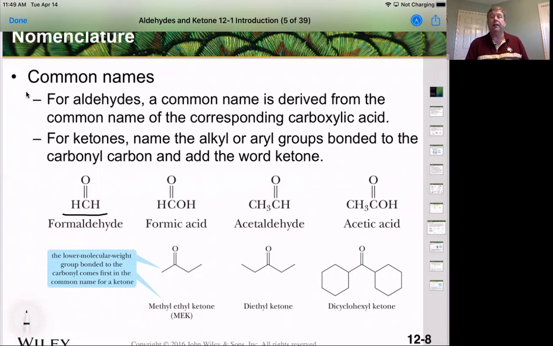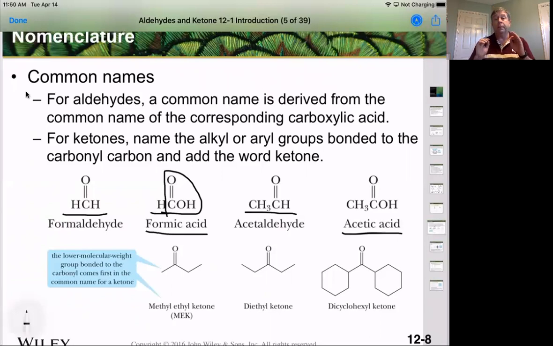If we take that formaldehyde and oxidize it to the carboxylic acid, we end up with what we call formic acid. So we have the carboxylic acid function here, which we'll learn about in the next chapter, and we have the aldehyde form. Now, if we have acetic acid and we convert that to the aldehyde, we have acetaldehyde because it's based on the acetic acid system here.